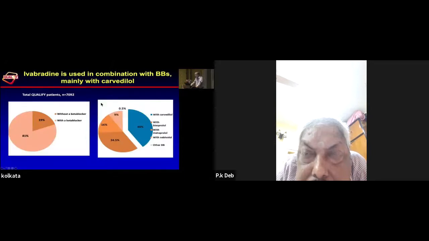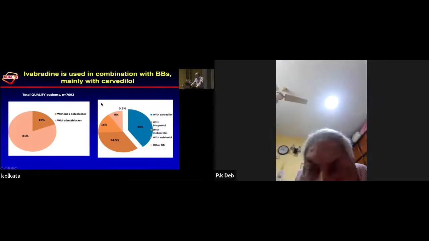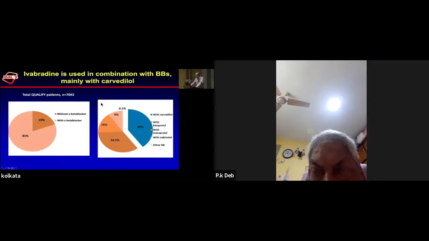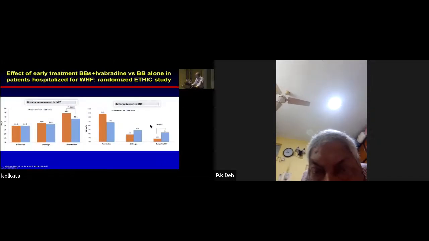Now you see from the slide that when ivabradine is used with the beta blocker, particularly carvedilol, then the quality of life improves. Without the beta blocker, you see 19% improvement in the quality of life, and when the beta blocker is added with ivabradine, there is 80% improvement in the quality of life because of the fewer side effects. And among the beta blockers, you see the blue bar showing the maximum benefit with carvedilol when quality of life is concerned.